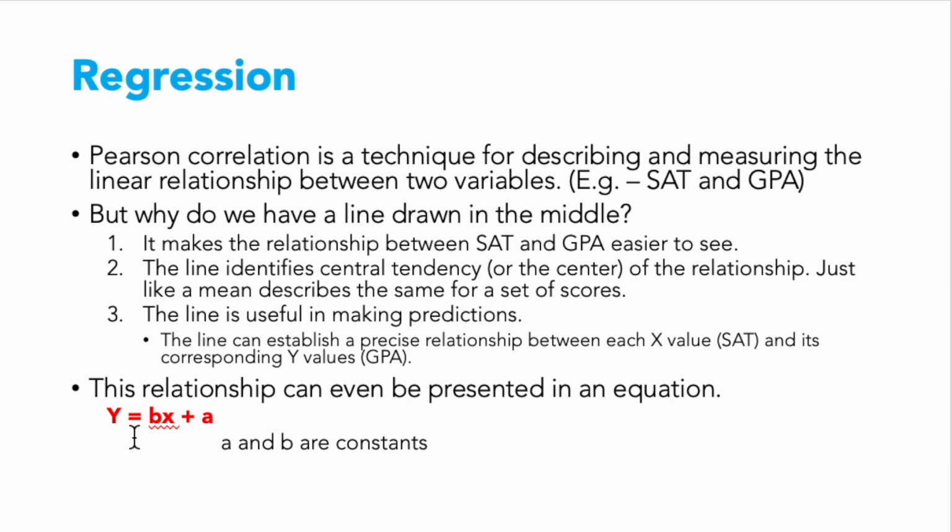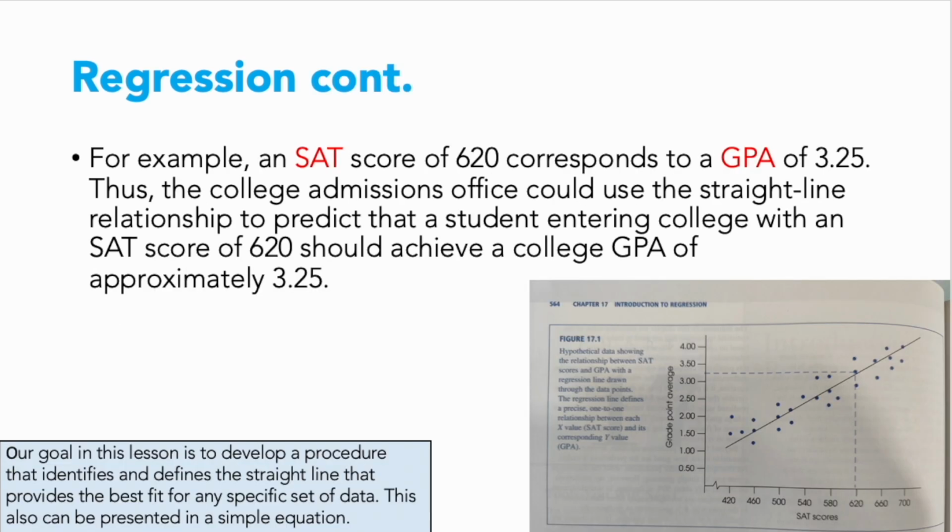To determine how exactly this relationship works and to get this best fit line, you need to come up with the equation. The equation is y equals bx plus a. Here a and b are constants. A is the intercept and b is the slope. Now let me give you another example. An SAT score of 620 corresponds to a GPA of 3.25. Thus the college admissions office could use the straight line relationship to predict that a student entering college with an SAT score of 620 should achieve a college GPA of approximately 3.25.